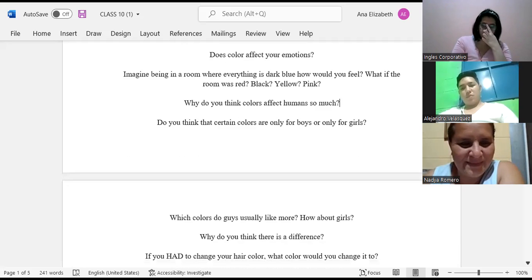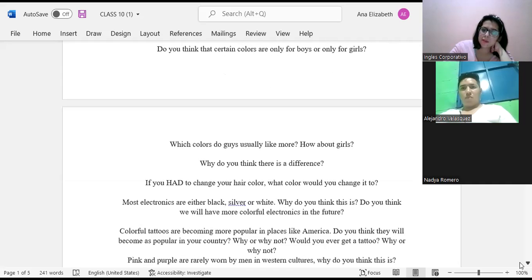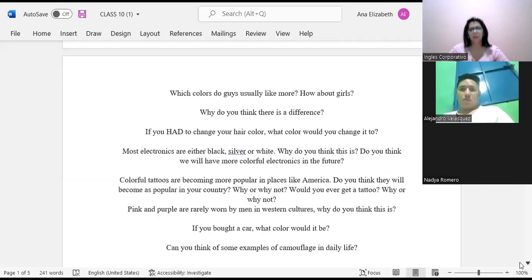Si quiero decir, debe ser ambos sexos, podría haber dicho must be for both gender, así se menciona. For both genders, yes. Thank you. You're welcome. Y aquí hay más. Y hay muchos más.